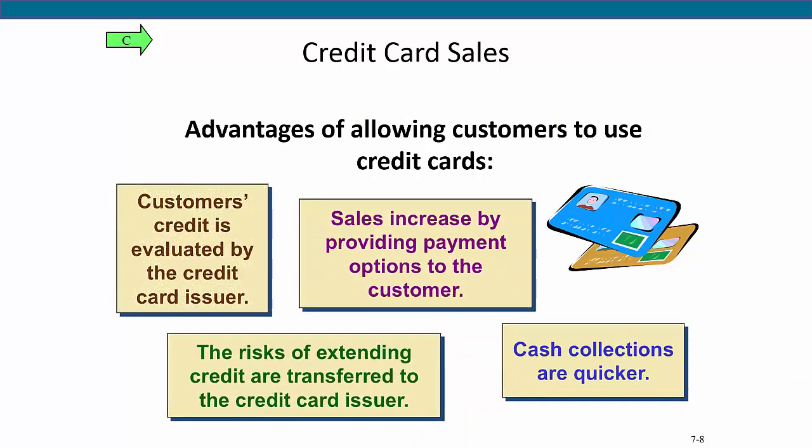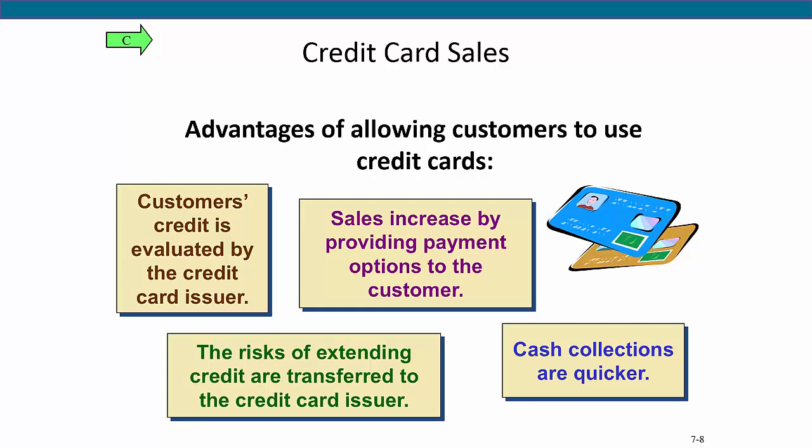To remain competitive, many companies allow customers to use credit cards for sales on credit at their company. An important advantage of accepting credit cards is that the risk of not being paid by the customer shifts to the credit card company. The credit card company must do the work to evaluate the customer's creditworthiness. Customers are happy to be able to delay payment, so they tend to purchase more. And finally, cash collections are quicker for our company because the selling company receives payment from the credit card company and doesn't have to wait for the customer to make a payment.